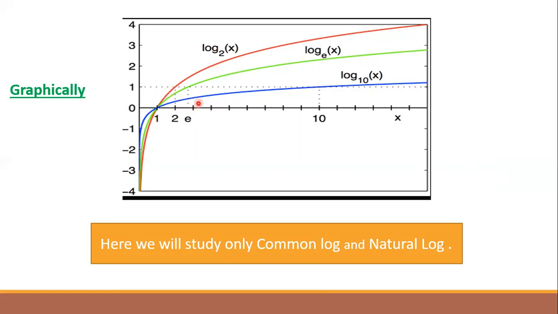As the number increases from 2 onward, e onward, 10 onward, this is the behavior of all three logarithm functions. The bluish line represents the common log, the green line represents the natural log, and the brownish line represents the binary log, which is normally used in computer science. Here we will only discuss the common log and natural log, which represent the bottom two lines.